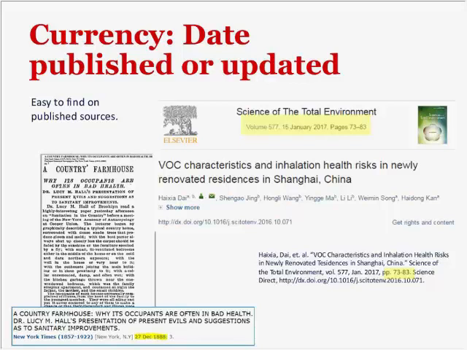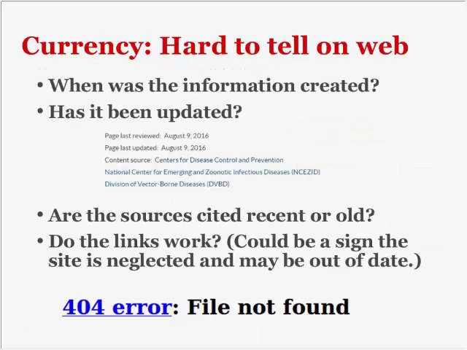Generally, if we're doing science or current events, we want the sources to be a little bit more current. As I said, it's easier to tell on published sources because the dates are there for when the piece was published. It's harder to tell sometimes on the web. And so part of what you need to do for your due diligence when you're using a website for academic purposes is to make sure, if currency is important, that the site was published or updated recently. And the way to do that is to look around, usually the perimeter of the website, to see the date when it was created or the date when it was updated.